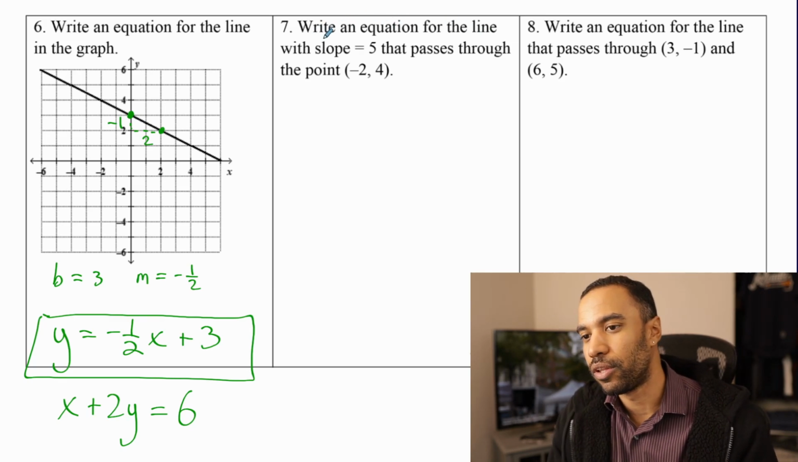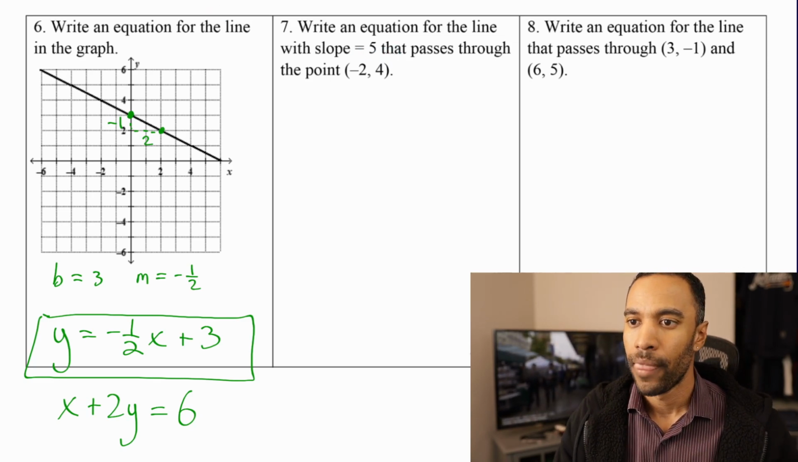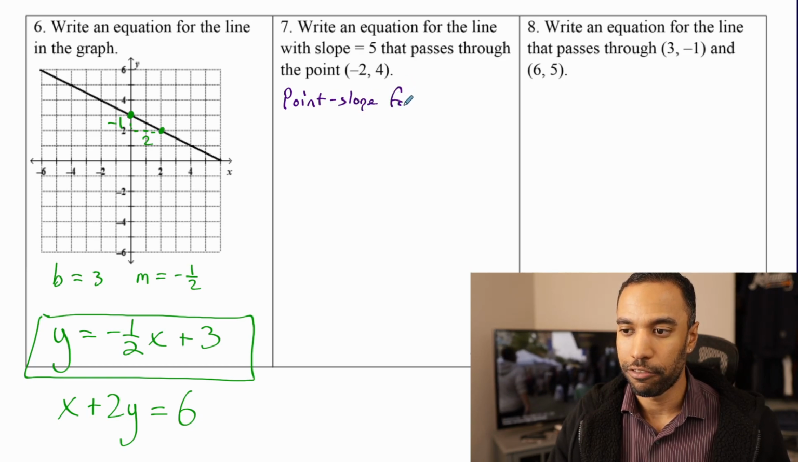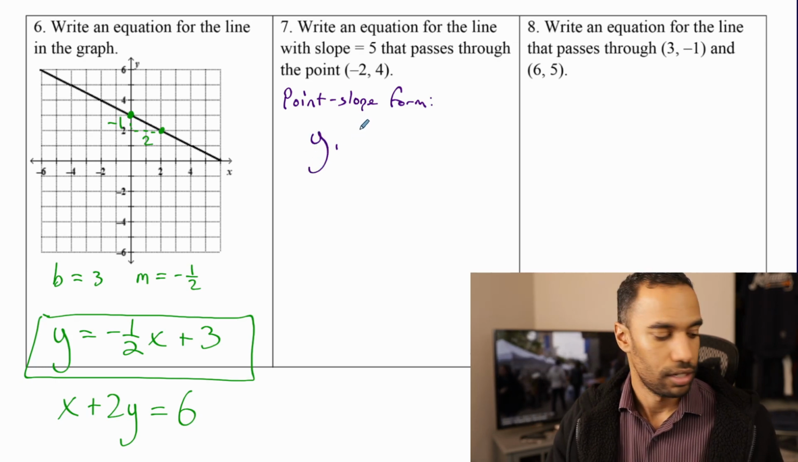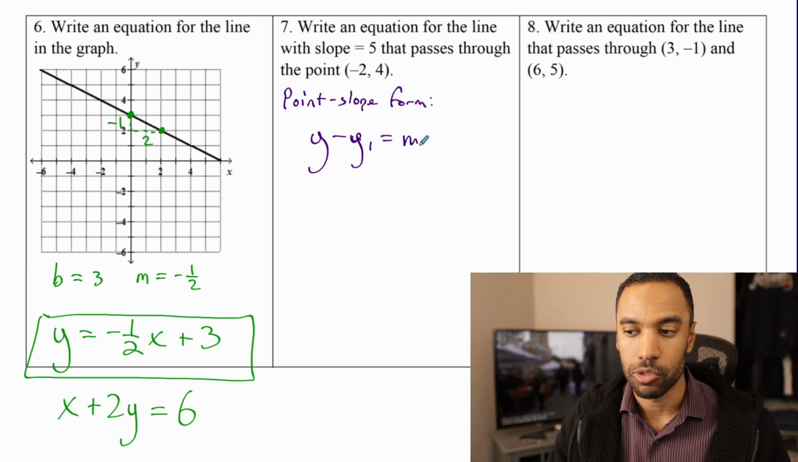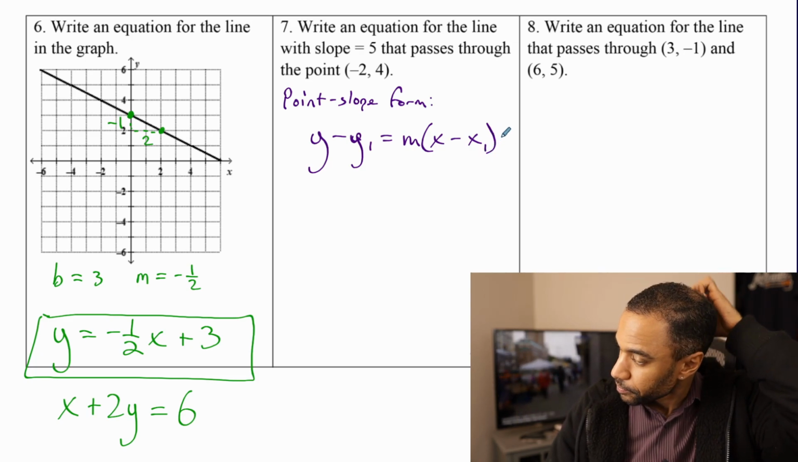Write an equation for the line with slope equals 5 that passes through the point negative 2, 4. All right, I'm going to do point slope form right here. And the reason why I'm going to do it is because I have all of the information that I need to simply substitute it into there. Point slope form is the weirdest looking, I do agree, but it is not without its benefits. It still has something going for it.